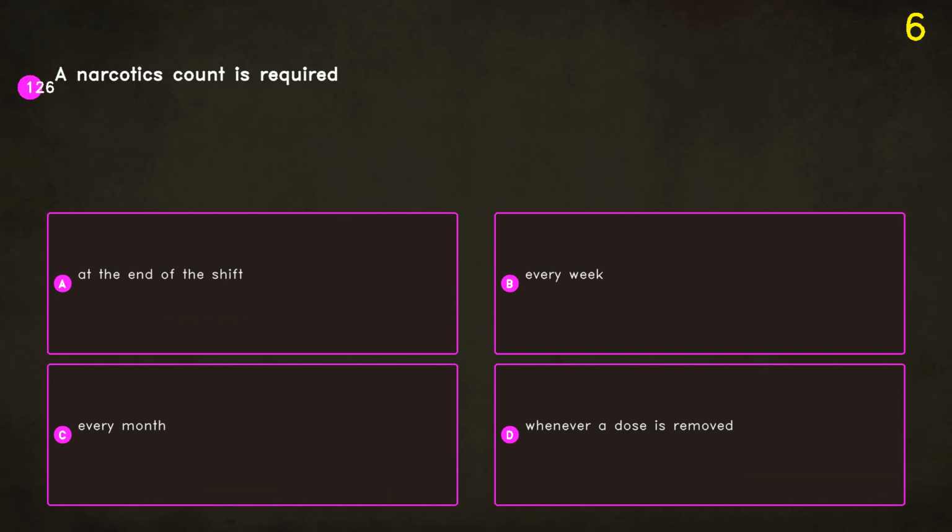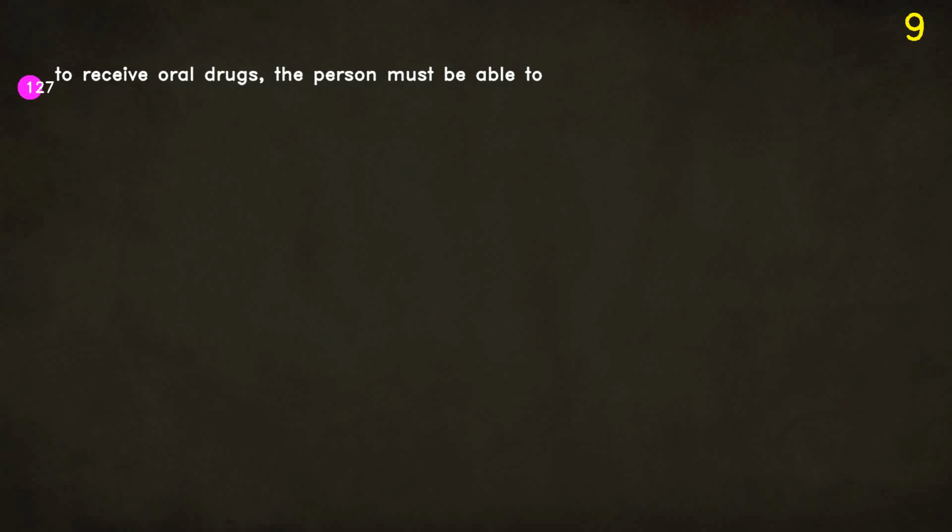Question 126. A narcotics count is required A. at the end of the shift. B. every week. C. every month. D. whenever a dose is removed. The correct answer is at the end of the shift.